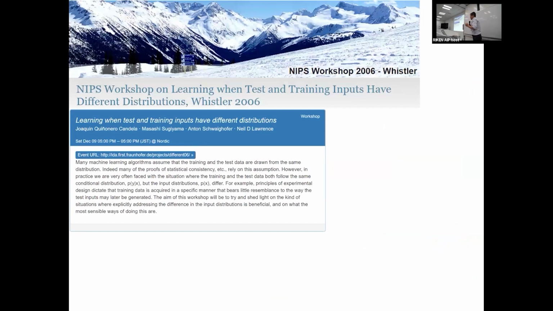This topic is actually not really new. In 2006, we organized a workshop at NIPS. At that moment there was no name for this problem, so we had a NIPS workshop named Learning When Test and Training Inputs Have Different Distributions. It was one of the longest workshop titles so far. But the workshop was really successful. We had a lot of great speakers, and even those papers are quite cited nowadays.